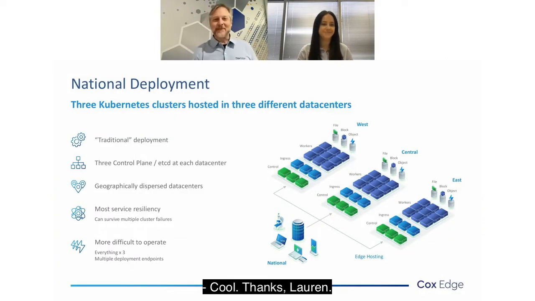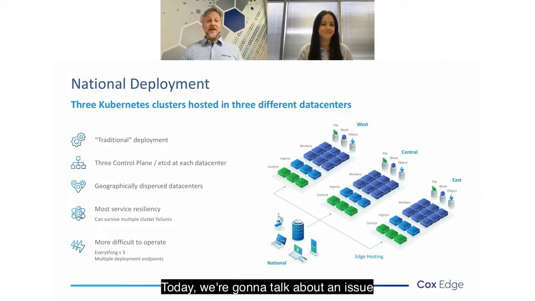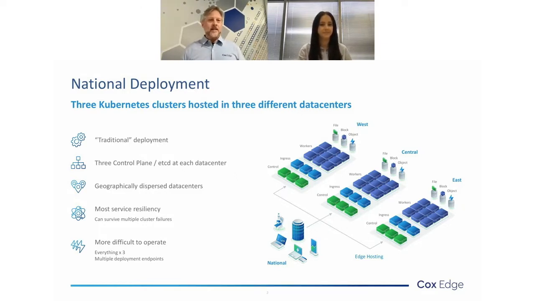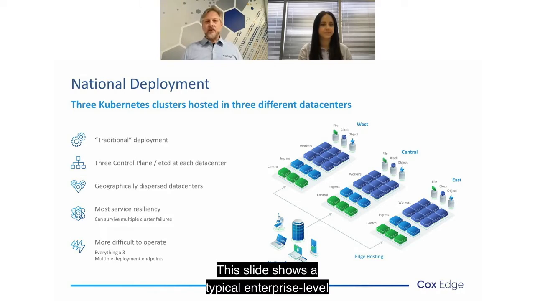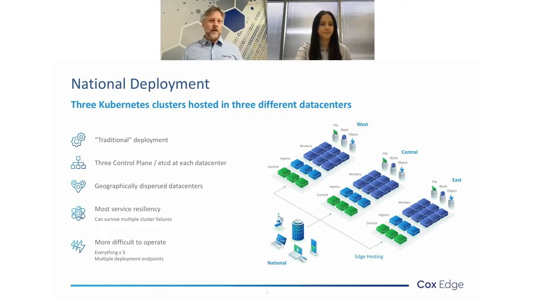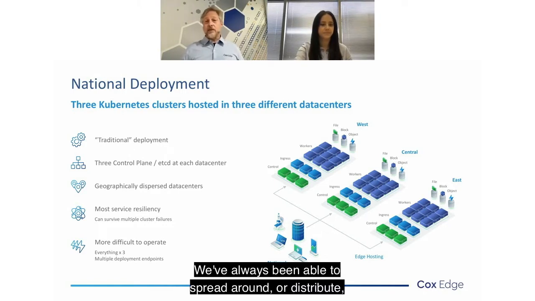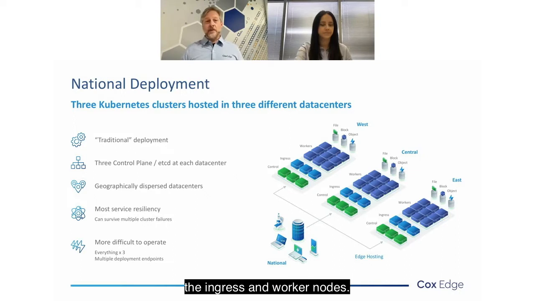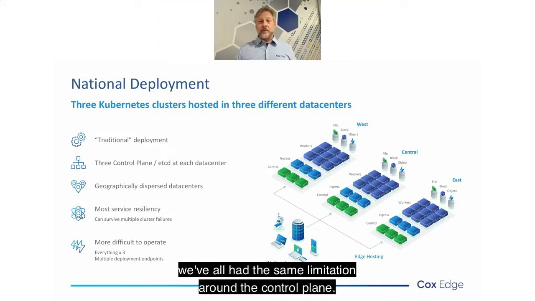Cool. Thanks, Lauren. Hello, everybody. Today, we're going to talk about an issue with Kubernetes design and low latency. This slide shows a typical enterprise-level Kubernetes configuration with 3 control planes, 3 ingress nodes, and lots of worker nodes. We've always been able to spread around or distribute the ingress and worker nodes, but since the earliest days of Kubernetes, we've all had the same limitation around the control plane.